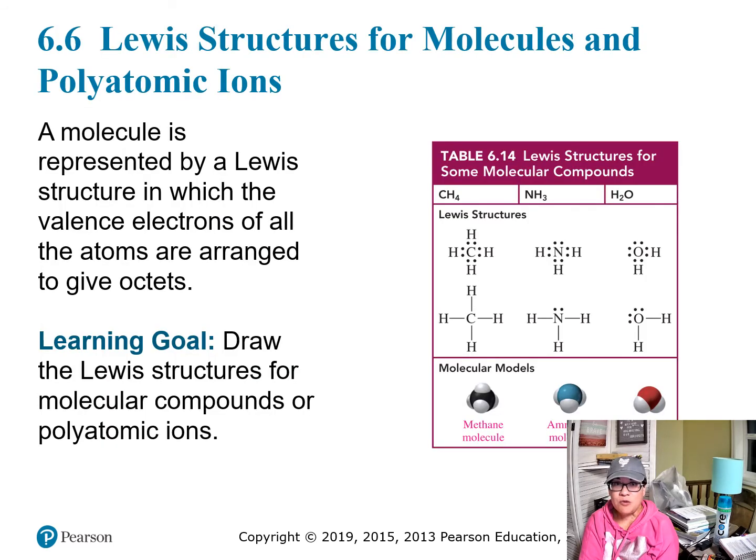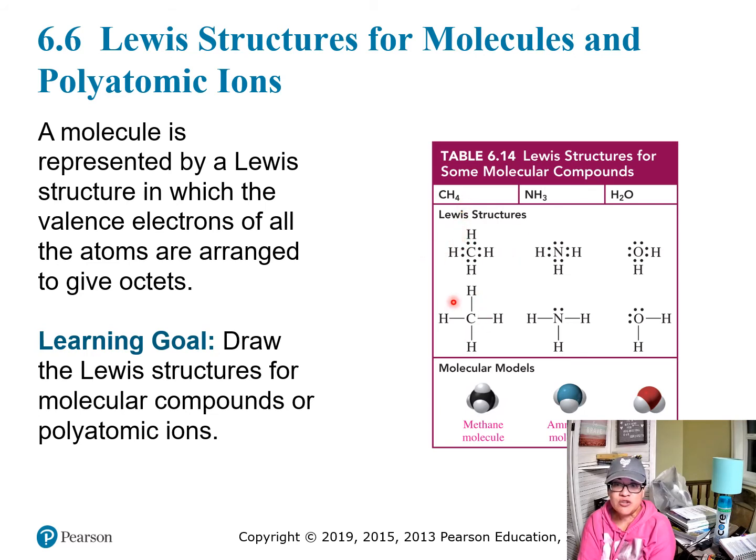All right, now we're going to move into Lewis structures. This is for covalently bonded molecules. These can be regular molecules or polyatomic ions. Remember, polyatomic ions are covalently bonded, but they become ions because they have a plus or minus charge. So here are a few examples.